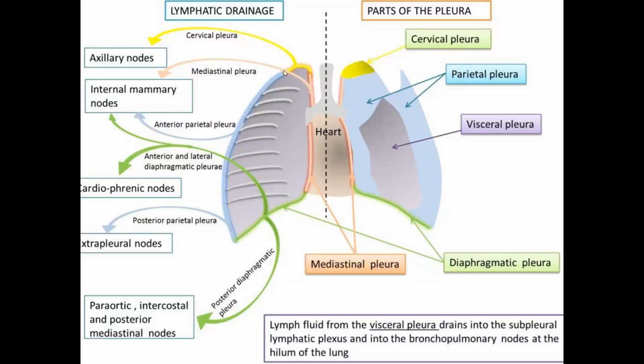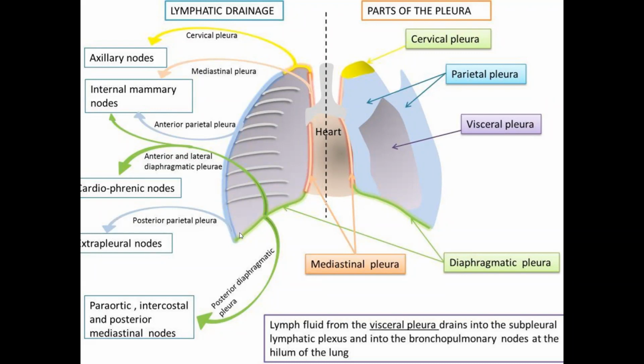Here we have the cervical pleura, the yellow arrow, which shows that the cervical pleura drains into the axillary group of nodes. The peach colored line shows the mediastinal pleura draining into the internal mammary nodes. And we have the light blue area, which is the costal parietal pleura. We separate it as the anterior parietal pleura, and as it traverses backwards, it forms the posterior parietal pleura. Anteriorly, it drains into the internal mammary nodes, and posteriorly, it drains into extrapleural nodes.